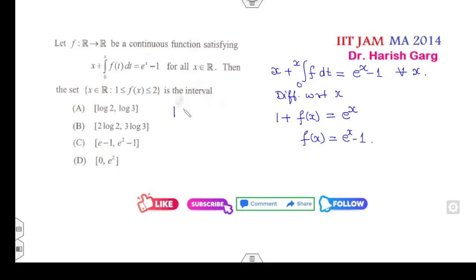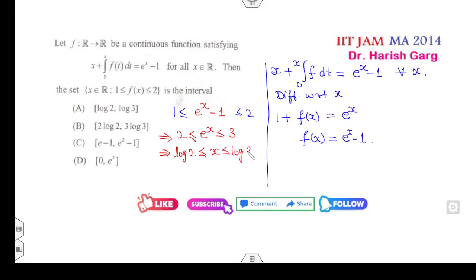Now it is given that f of x lies between 1 and 2. That means e raised to power x minus 1 lies between 1 and 2. So e raised to power x lies between 2 and 3. So if you take the logarithm, x lies between log 2 and log 3. So A is the right answer of the problem.